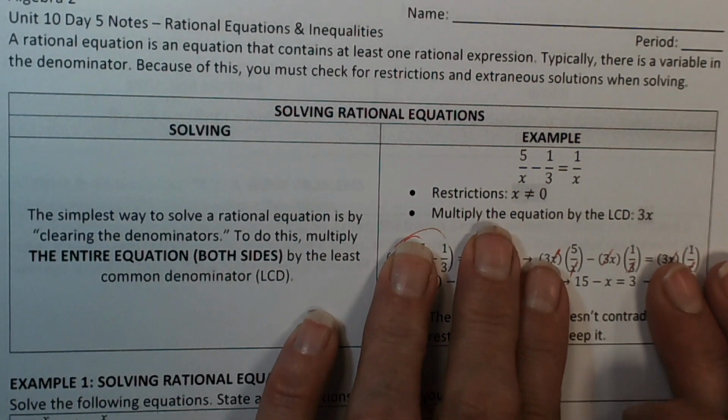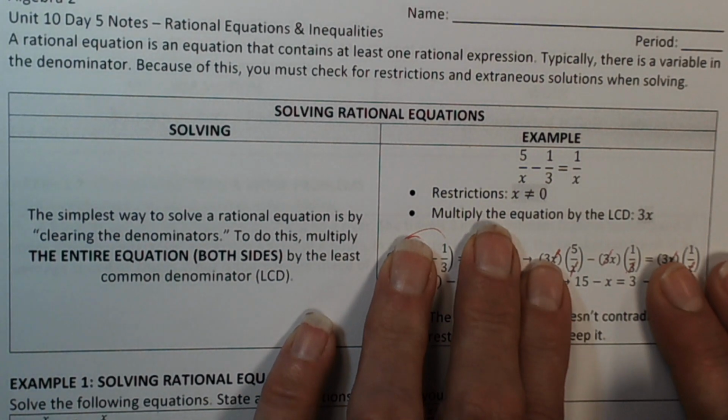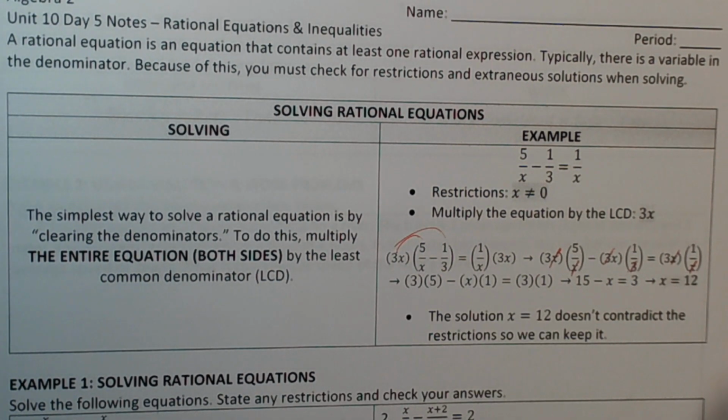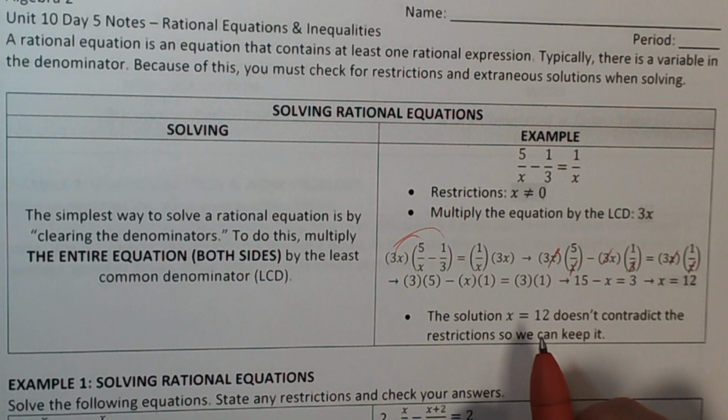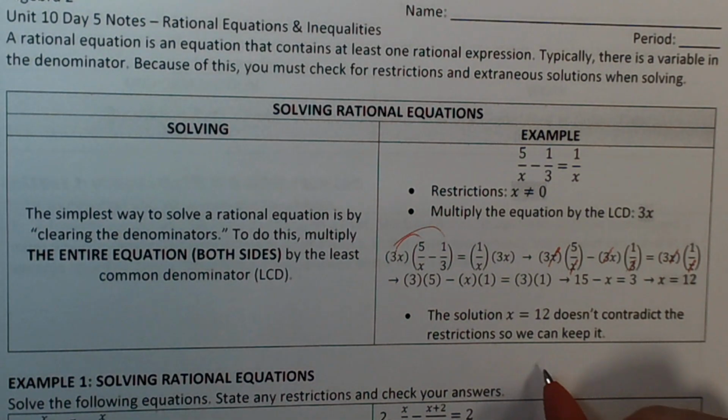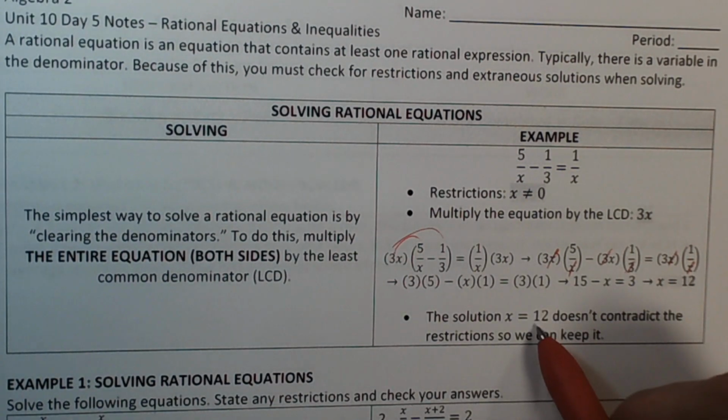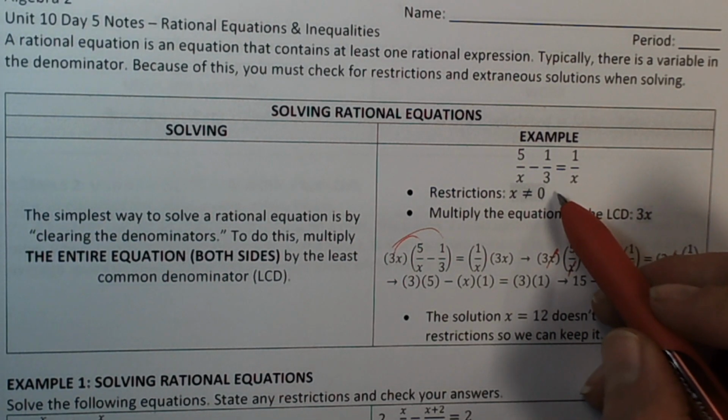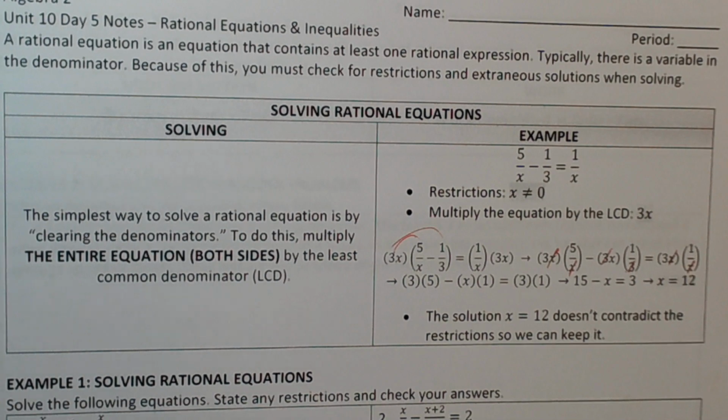So the beauty of this is once I simplify, I just have a basic equation that I need to solve. So I solve that equation and I find that x is equal to 12. And then the last thing we always do is we make sure that the solution does not contradict one of the restrictions. So x is equal to 12. That does not go against our restriction, so then we would keep that solution.